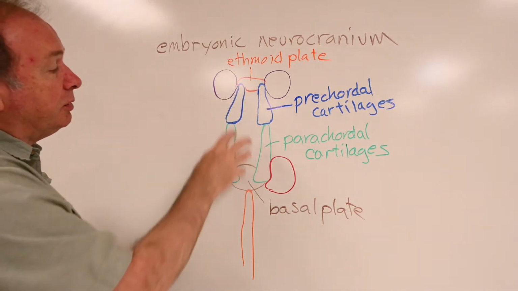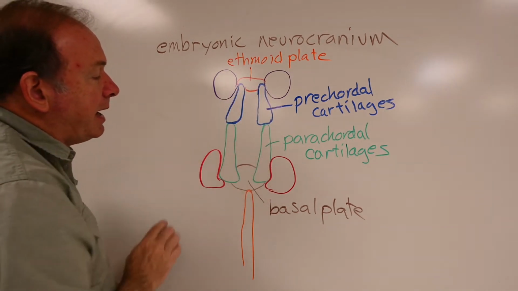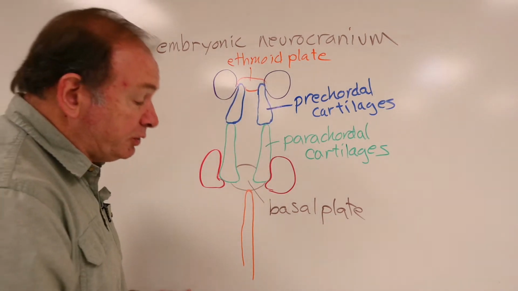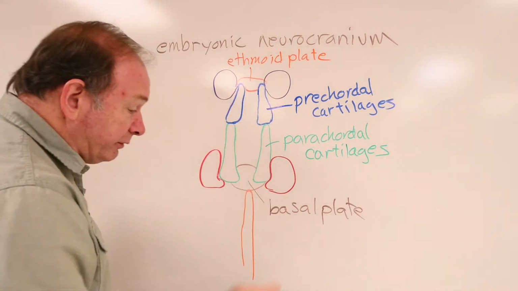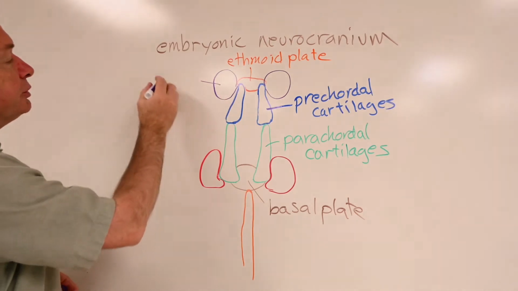In addition to those 6 cartilages, there are 2 up here in the front and 2 in the back that are associated with our special senses. The 2 in the front have to do with olfactory senses, and these are referred to as olfactory capsules.